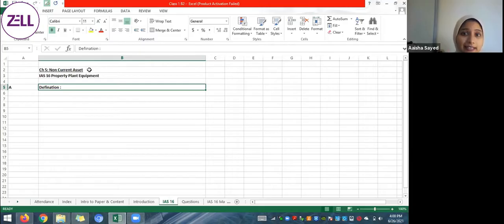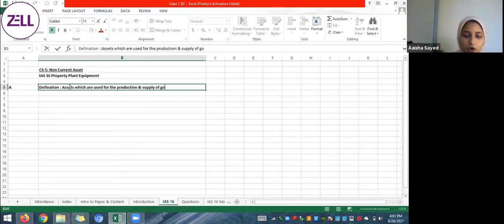So this administrative office space and all is indirectly involved in the production or supply of goods and services. And the definition says all those assets directly or indirectly involved in the production. So both these categories are covered. Assets which are used for the production and supply of goods and services, directly or indirectly.